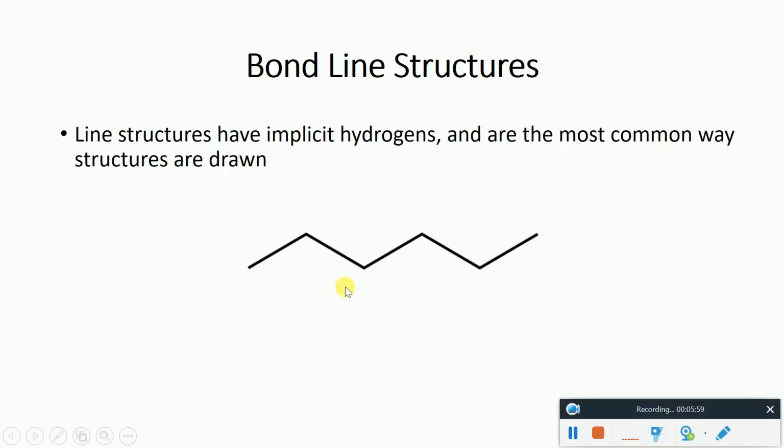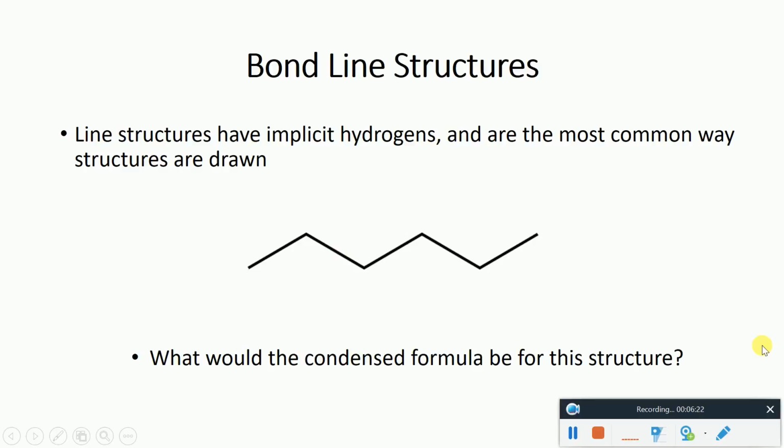If there was a carbocation, designated by a positive sign right here, or a carbanion, which would be designated by a negative sign, there would be 1 more or 1 less hydrogen. So just keep that in mind. It is implicit, so it's just something to get used to.